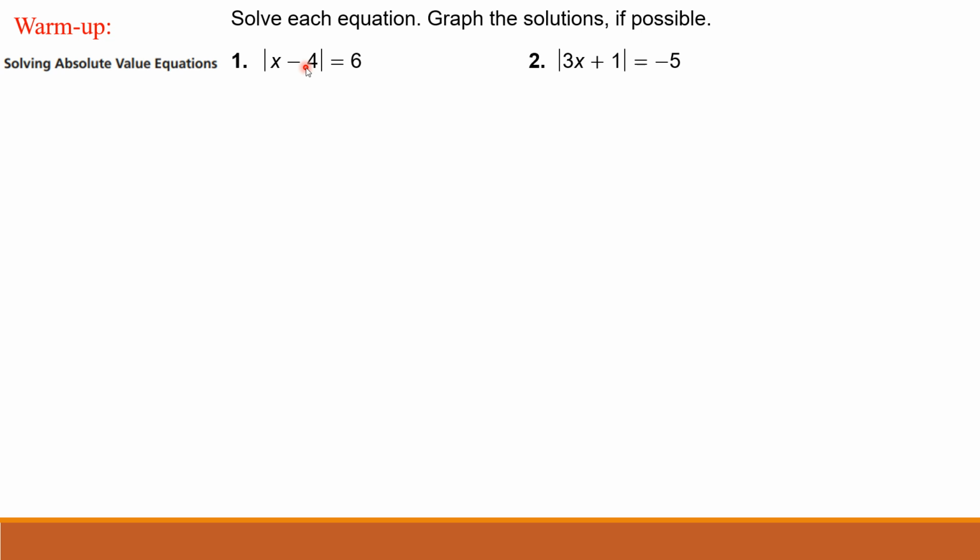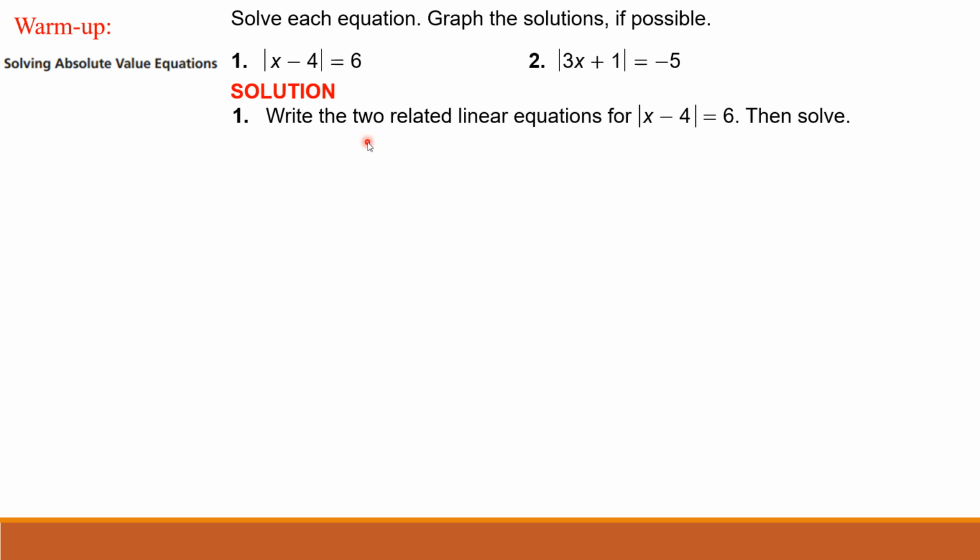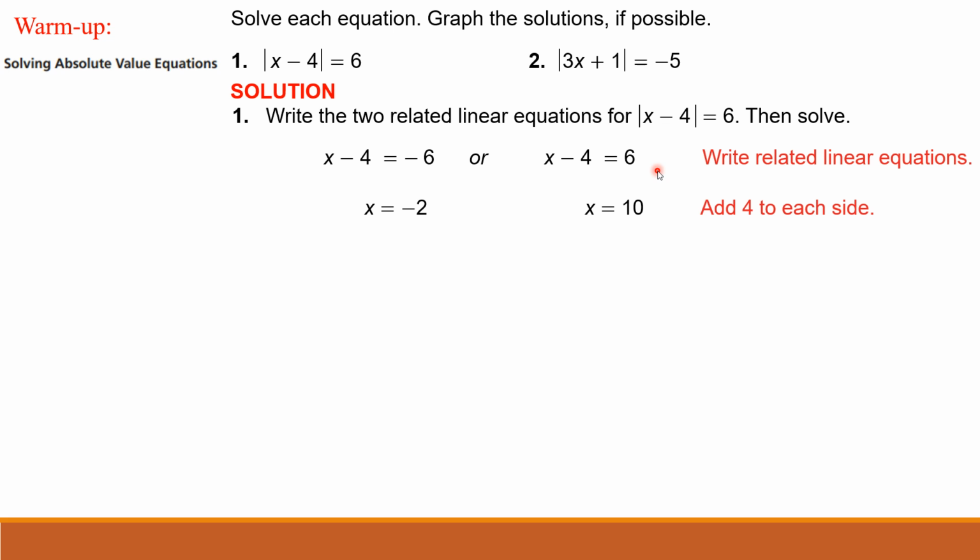And out of our 2 cases, we're going to separate it out. We have the distance away to the left, which is negative 6, and the distance away to the right, which is positive 6. So we're going to write the 2 related linear equations. We have x minus 4 equals negative 6. That's us going to the left of our center point. Or x minus 4 equals positive 6, going to the right of the center point.